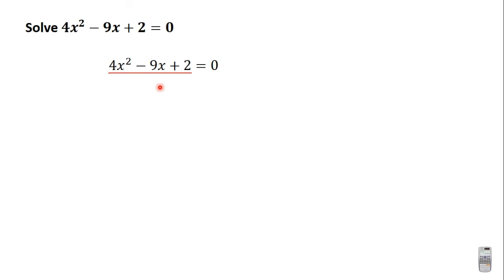From the previous videos, we have learned that to factorize a quadratic trinomial, the first thing you have to do is to compare it with the general form of a quadratic trinomial, which is ax squared plus bx plus c. This will help us to get the values of a, b, and c. So by comparing ax squared plus bx plus c to 4x squared minus 9x plus 2, we can see that a will give us 4, b will give us minus 9, and c will give us 2. So we have the values of a, b, and c.